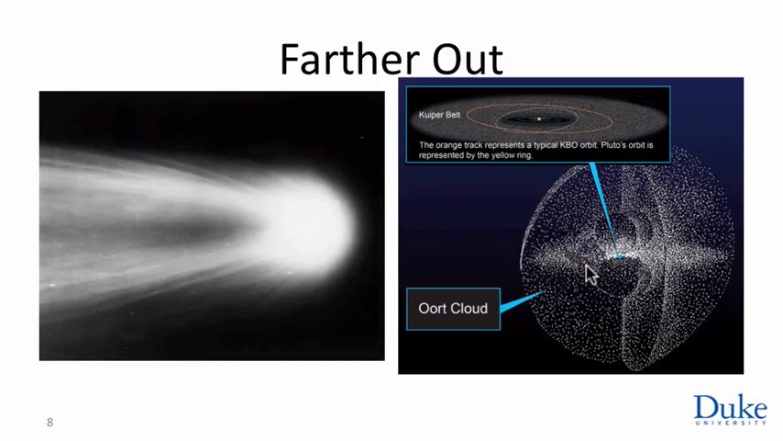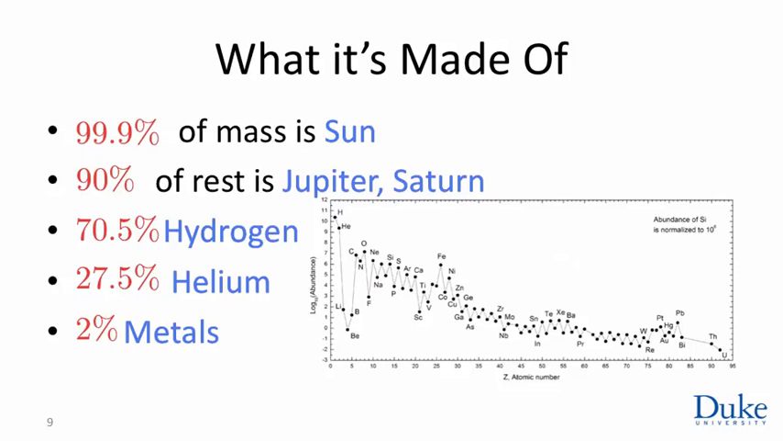The first question you want to ask is, well, what's it made of? And we can answer that rather directly. The answer to what is the solar system made of is mostly the answer to the question, what is the sun made of? Because 99.9% of the mass is the sun. Of the 0.1% that is not the sun, 90% of the rest is Jupiter and Saturn.